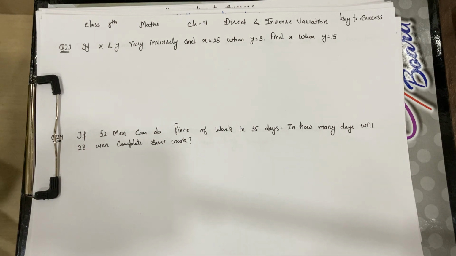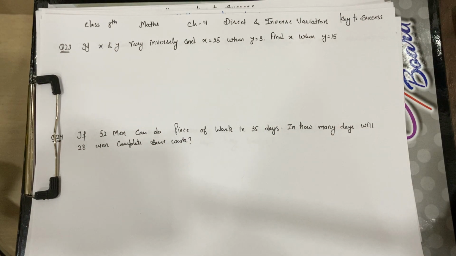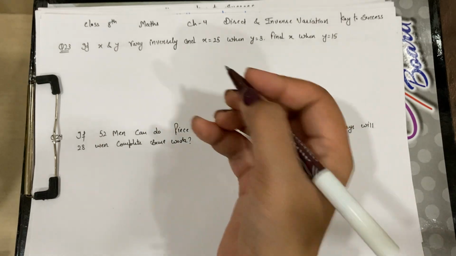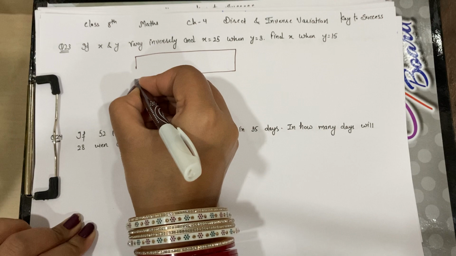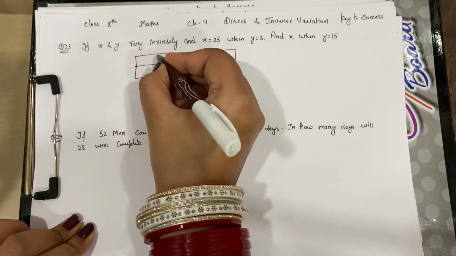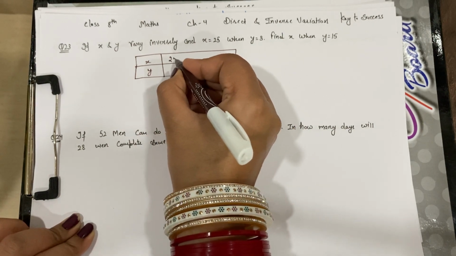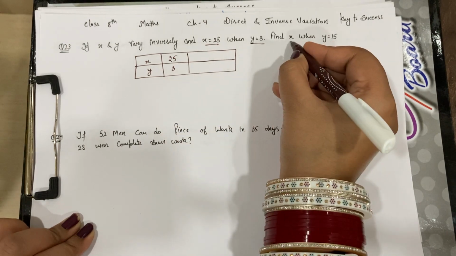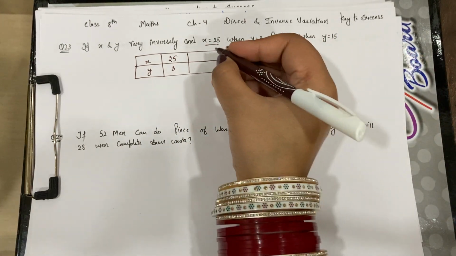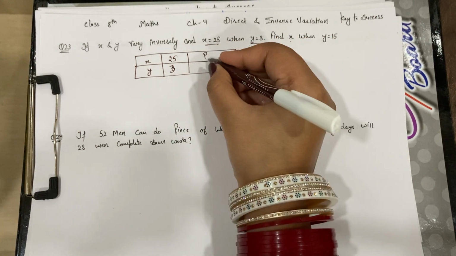See the question. It is given: if x and y vary inversely, inverse variation is given. First of all, we'll make a table. It is x, it is y. Value of x is given as 25 and value of y is given as 3. They said find x. You do not know what it is, so you can give it any other variable. X is already used, so don't give it x. I am taking it as p.